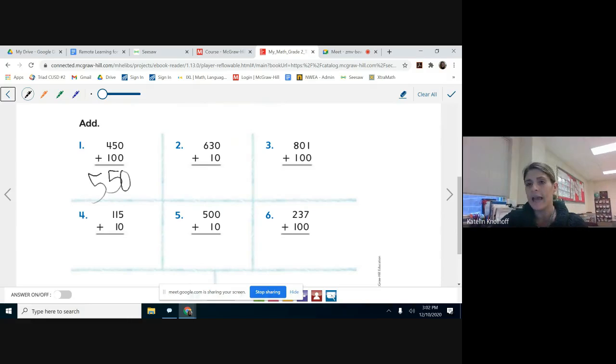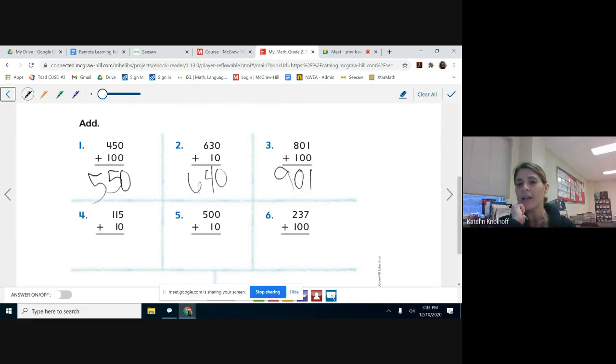Now I'm going to mentally add number 2. 630 plus 10. Well, I know that 3 plus 1 is 4. And then I just bring my other two numbers down. Number 3, I'm going to do my ones place, my tens place, and our hundreds place on this one. I'm going to rotate back and forth. So 1 plus 0 is 1. Then I go to my tens place. 0 plus 0 is 0. Then I go to my hundreds place. 8 plus 1 is 9.